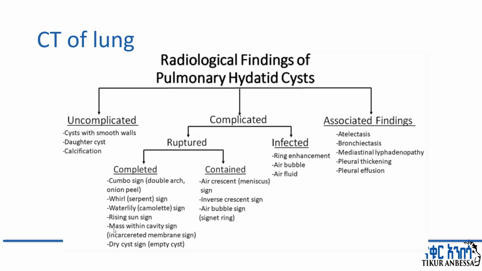Water lily sign, mass within cavity sign, dry sign. When it's infected, you can see ring enhancement, air bubble, or air-fluid sign. There are always associated complications with hydatid cyst, so you can get atelectasis, bronchiectasis, reactive mediastinal lymphadenopathy, pleural thickening, and pleural effusion.